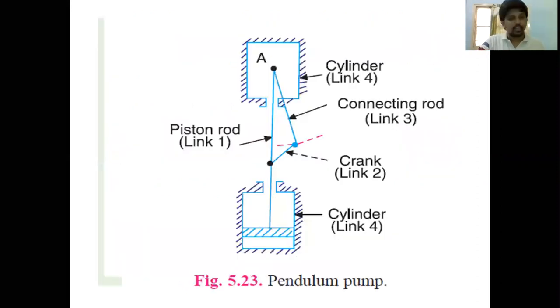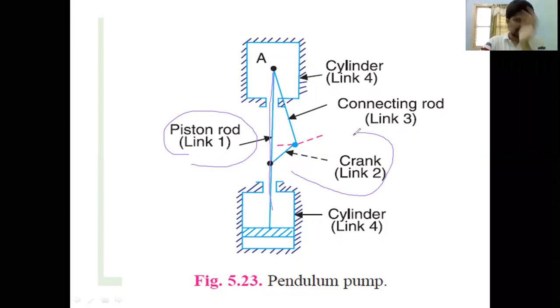What exactly happens in the pendulum pump is, again, you have links here. The first link is our piston rod. The second link is our crank, which obviously makes some revolution or rotation. Link 3 is our connecting rod, which connects the crank 2 with the cylinder. Link 4 is a cylinder. You have 2 cylinders, so we define it as link 4, which are identical. So we are not referring to the second cylinder as link 5. In the diagram itself, it is very evident that our link 2 starts rotating.